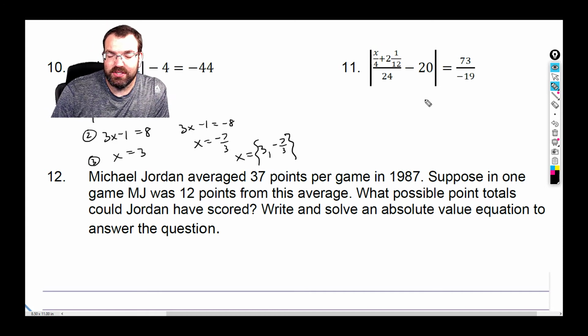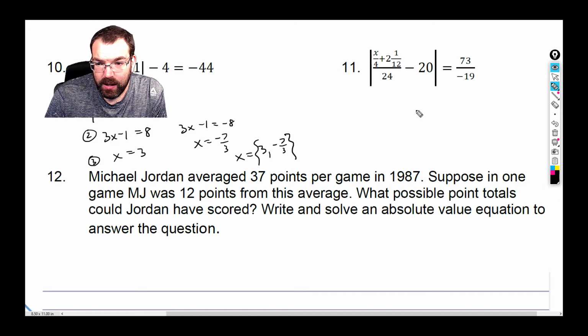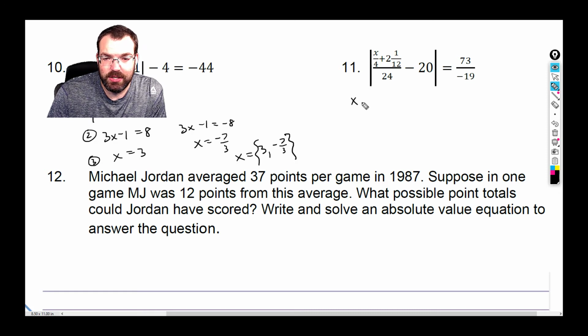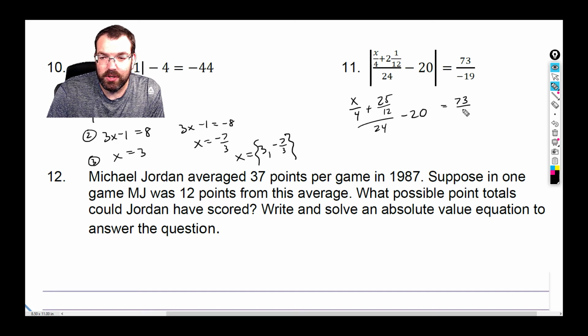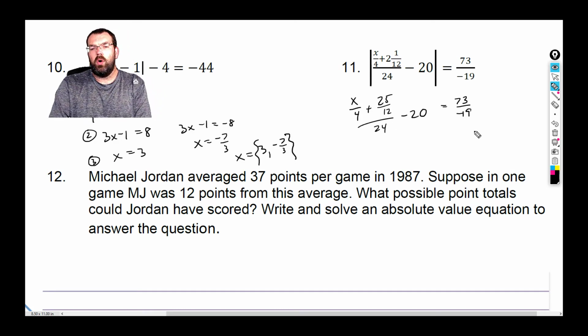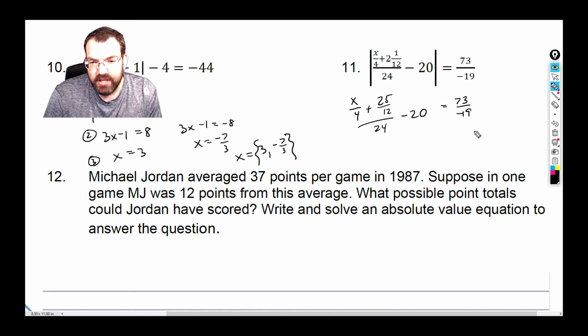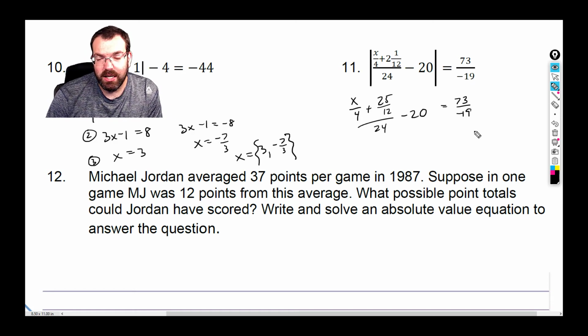All right, number 11. This is already isolated, so that's good. So let's make my 2 equations. X over 4 plus, now 2 and 1/12. Okay, that looks really nice there, but it's actually kind of janky. It's actually going to be better to have it as 25/12, over 24 minus 20 equals 73 over negative 19. Holy cow. This stinks.